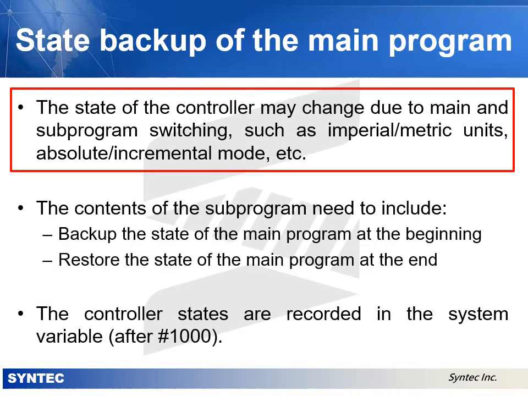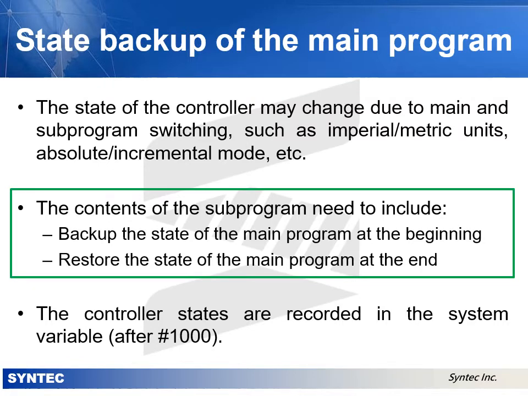The state of the controller may change due to main and subprogram switching, such as imperial and metric units, absolute and incremental mode, etc. If the user doesn't notice, that may cause a serious machine action error, resulting in an accident. Consequently, the contents of the subprogram need to include: backup the state of the main program at the beginning, restore the state of the main program at the end.